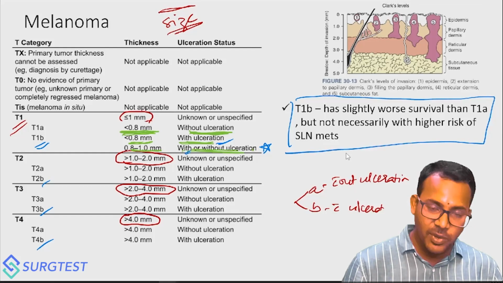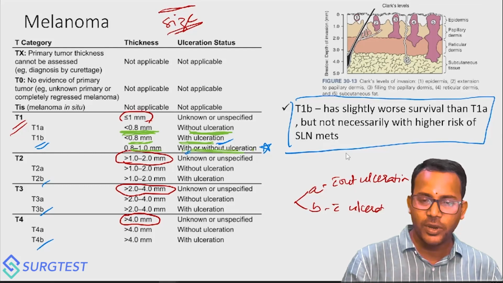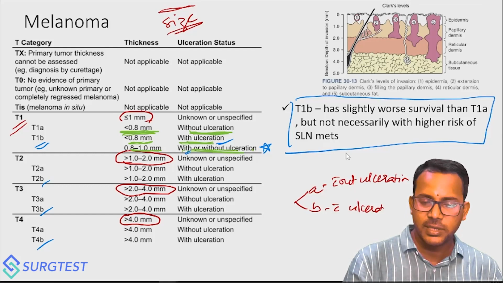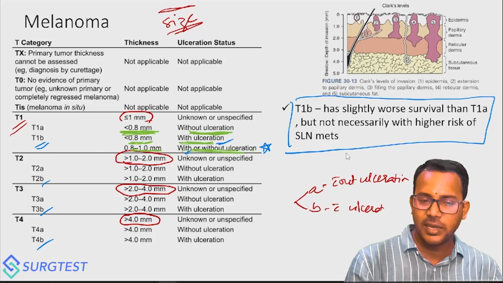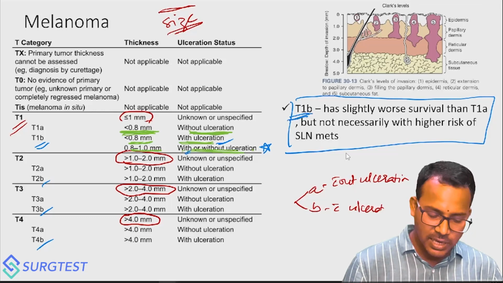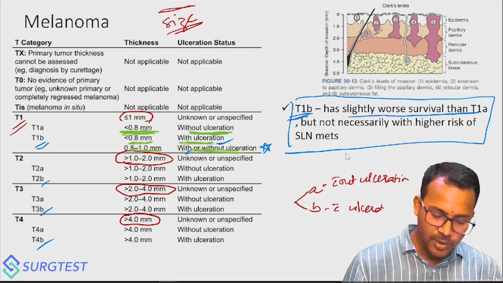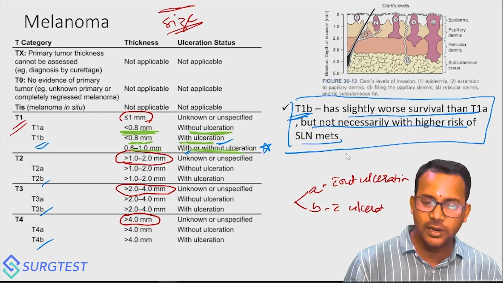For your common understanding, as the T category increases, the nodal category also increases. T2 will have much higher nodal positivity than T1, right? That is the common understanding. Similarly, T3 will have a much higher nodal category than T2. But however, T1B is one category wherein this has got a slightly worse survival than T1A, but not necessarily with higher risk of nodal metastasis or sentinel node metastasis.